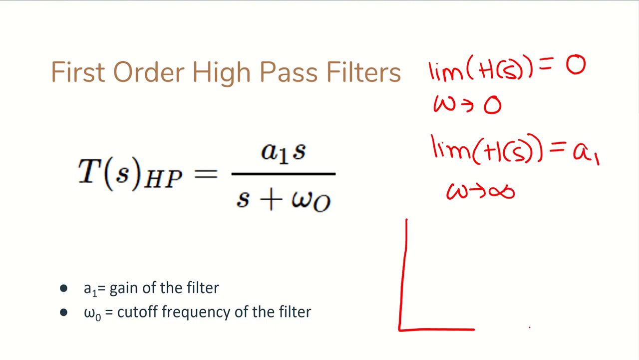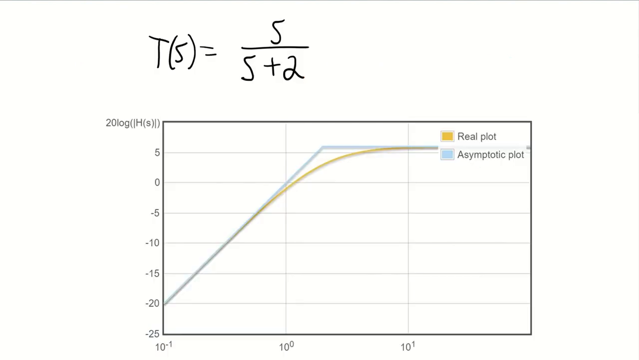And so the way this looks graphically, with omega on your x-axis and the magnitude of your transfer function on your y-axis, is that it starts off at 0 and then it eventually goes to a 1. And this is the general shape of a high pass filter. So this is an example of a high pass filter where your cutoff frequency is set to 2 and your A1 is set to 1.